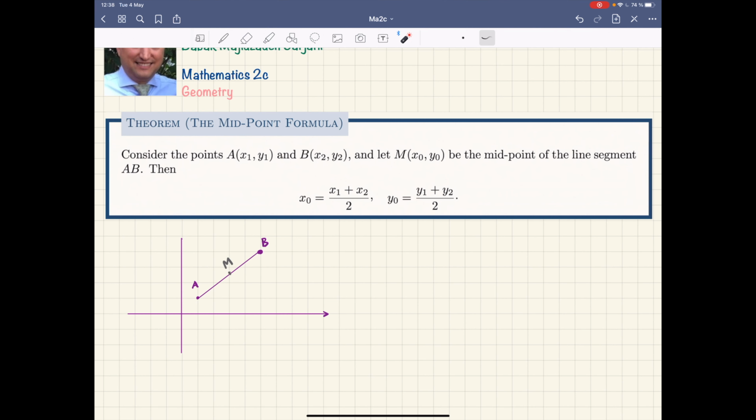So the formula is very simple. You just add them and divide by 2. The x coordinates will give you the x coordinate of M. If you add the y coordinates of A and B, divide them by 2, it gives you the y coordinate.